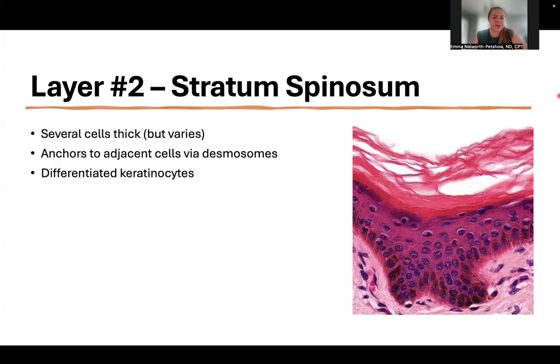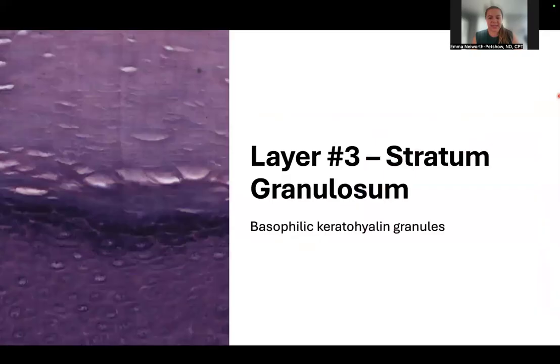The stratum spinosum is the next layer up, and this is several cells thick, but it can vary depending on where the skin is in the body. It anchors adjacent cells via desmosomes. It's not anchoring vertically, but it's in series, and it contains differentiated keratinocytes.